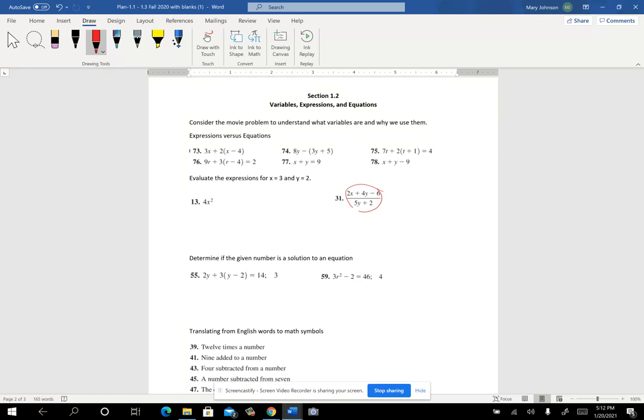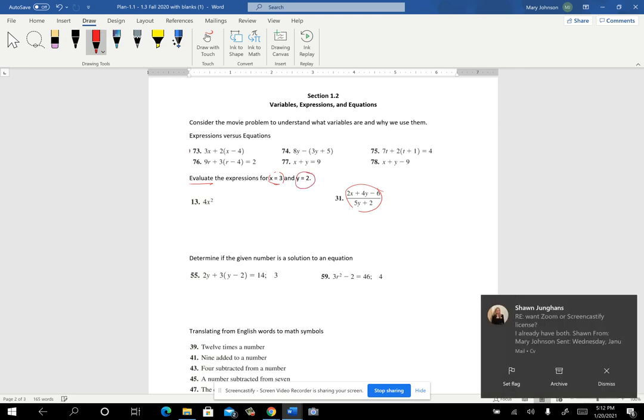Now, on this problem, this is an expression that has variables in it. So that expression is not equal to one particular thing. It depends on what the values of the variables are allowed to be. So part of the directions is to evaluate, which means to find the value of that expression that you see on 31, and they give you that x is 3 and that y is 2, okay?